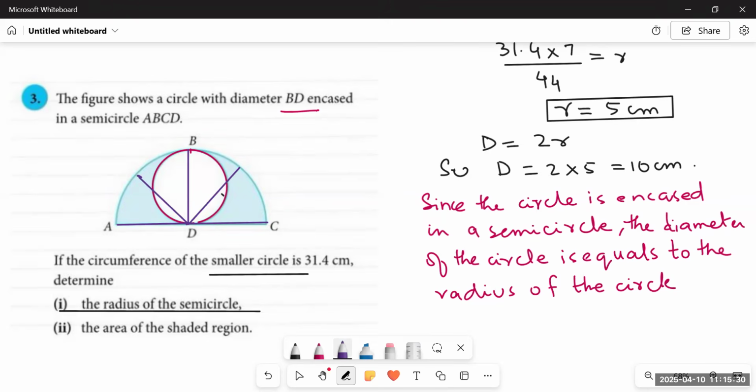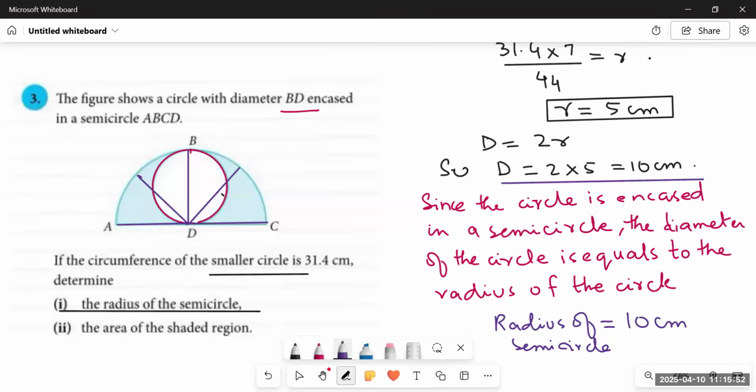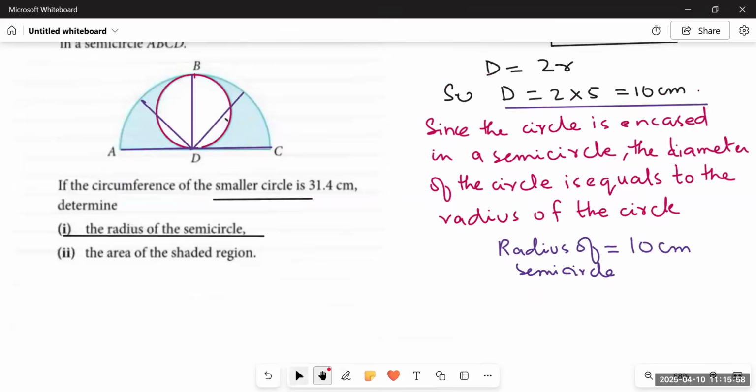So since we have found the diameter of the circle, now we can say that the radius of the semicircle is equal to 10 centimeters too. Okay. And after finding out the radius of the semicircle, now it's easy for us to find out the area of the shaded region. How can we find the area of the shaded region? For this, what do we have to do?